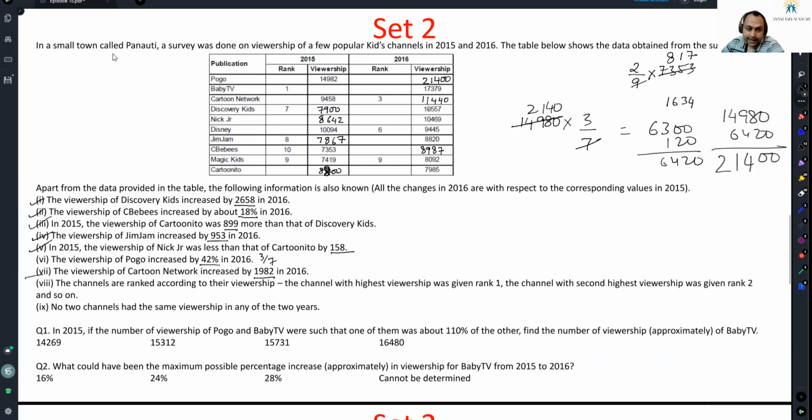Okay, the channels are ranked according to their viewership. The channel with the highest viewership was given rank 1. The channel with the second highest viewership was given rank 2, and so on. Okay, this is nice. I have pretty much all the numbers now, so I can give ranks. On the right hand side, I can give it completely. Here on the left hand side, the only number I don't know is Baby TV's viewership number, but I can of course give ranks there. So let's work. This is rank 1. This is rank 2. Oh, it looks like this is in descending order, you know.